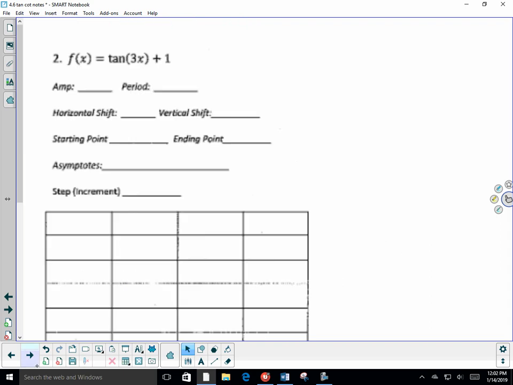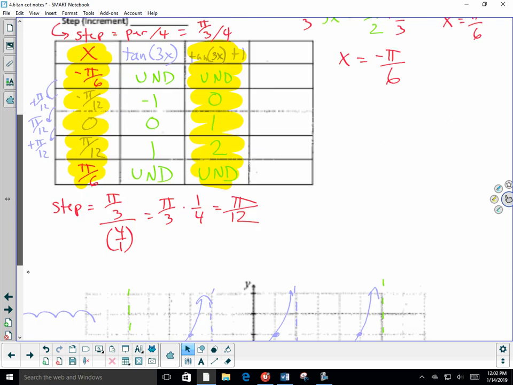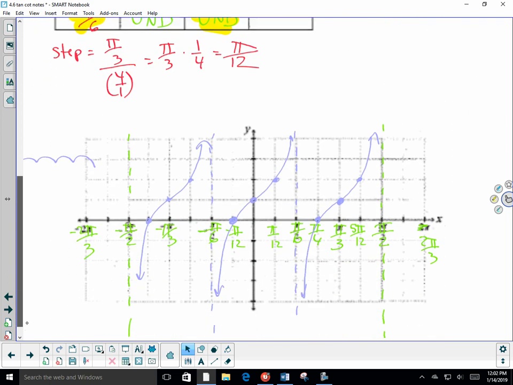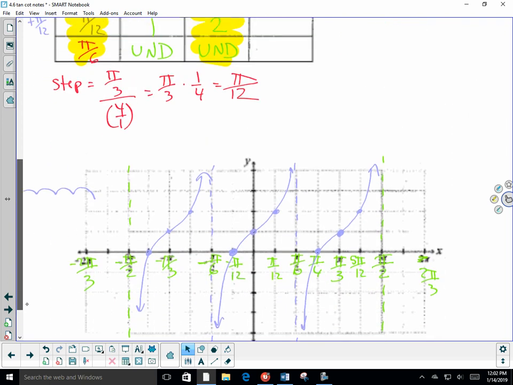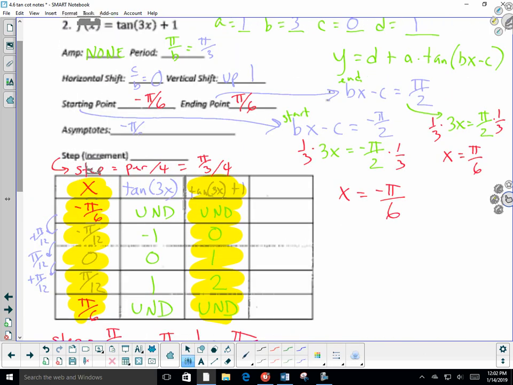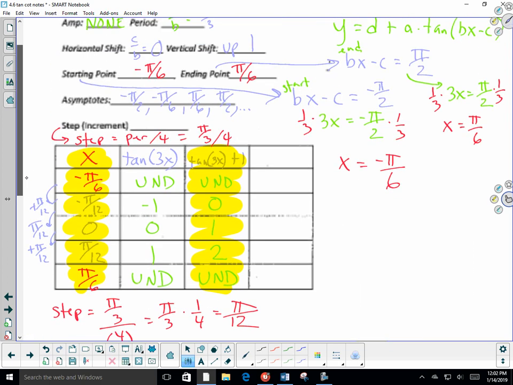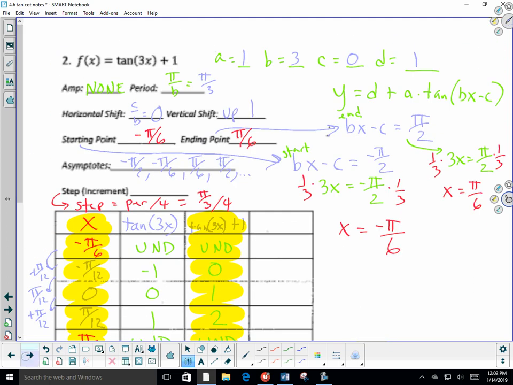There was more that we had to do. We just talked about where the asymptotes were going to be. So I'd probably say negative pi over 2, negative pi over 6, positive pi over 6, positive pi over 2, and so on. And I think we're good to go on to the next problem.